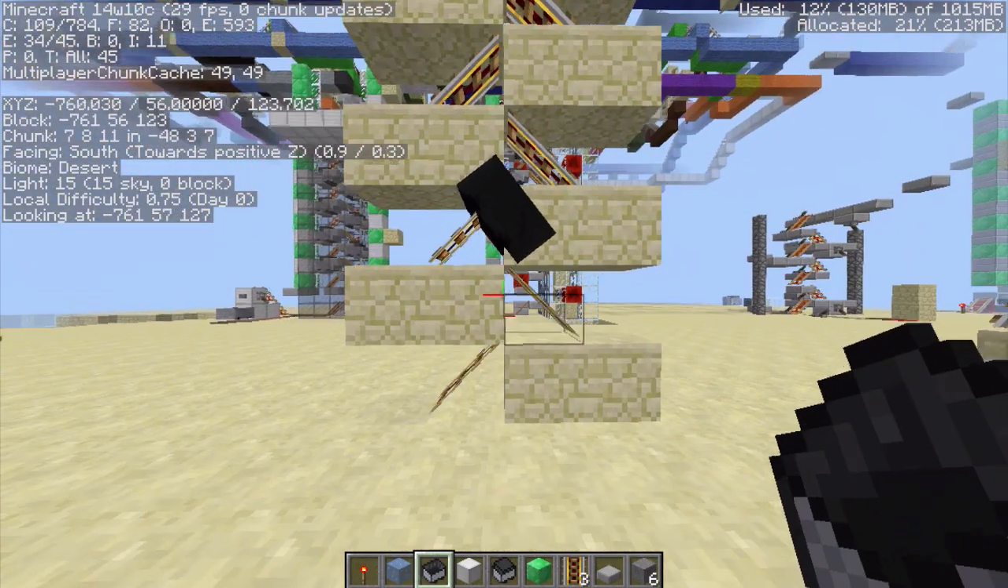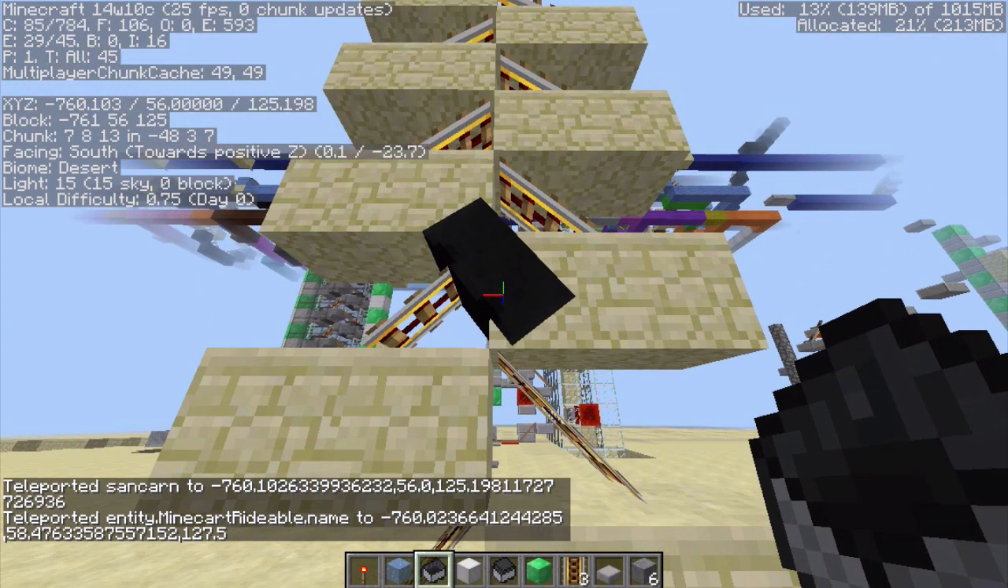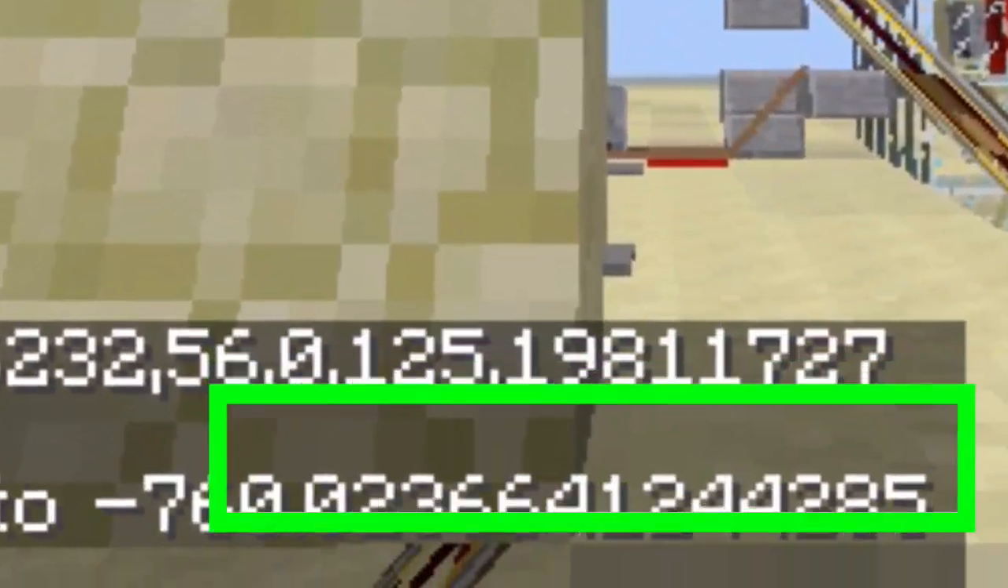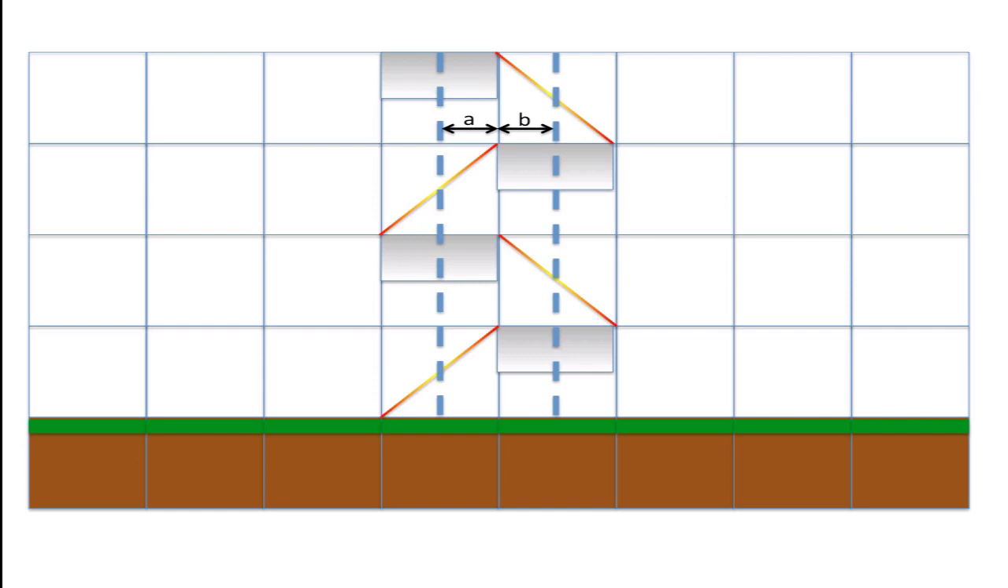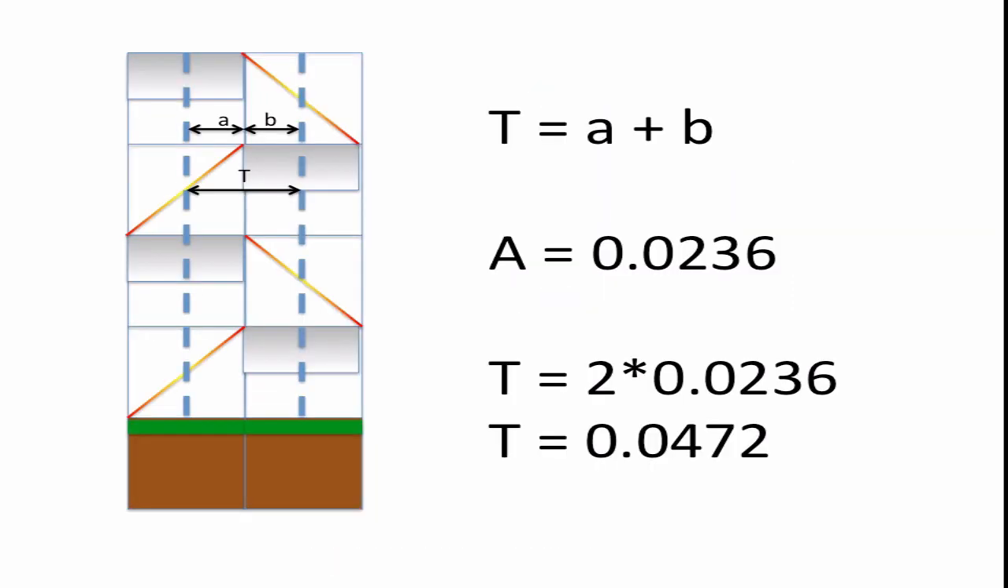The command we use is /tp @e[r=5] ~ ~ ~. We use a radius of 5 just because I have a lot of minecarts in my world from testing, and we want to test a specific minecart close by. As we can see, the minecart is 0.0236 blocks across. We can assume that this is exactly the same in the other direction due to symmetry. Therefore, there is a 0.0472 block gap between the two centers of the minecarts on each level.